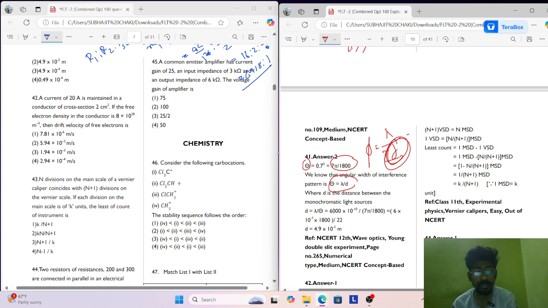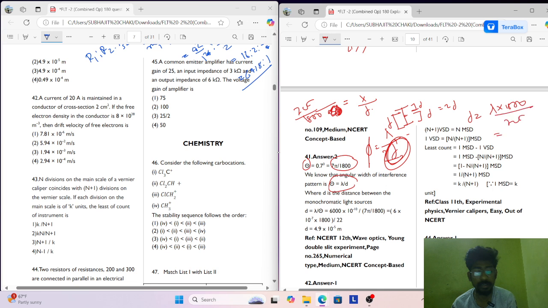Somewhere you can say this is 2d. If you say this is the middle point, this is d, and this is d, this is 2d. So they are taking this as d. So 7 pi by 1800 is equal to lambda by d, right? So d will be equal to lambda into 1800 divided by 7 pi.